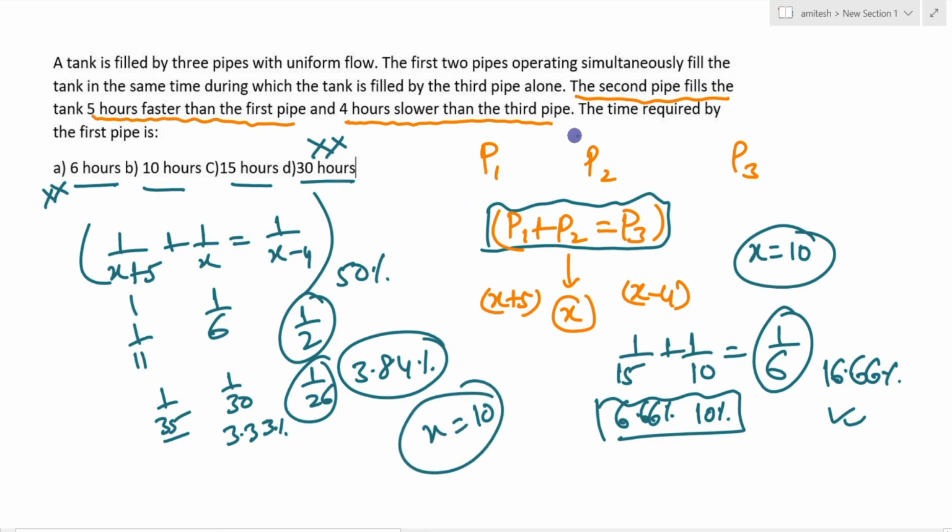Now in the question it is asking for the time required by the first pipe. So the first pipe was taking x plus 5. So the answer will be 10 plus 5, that implies 15 hours.